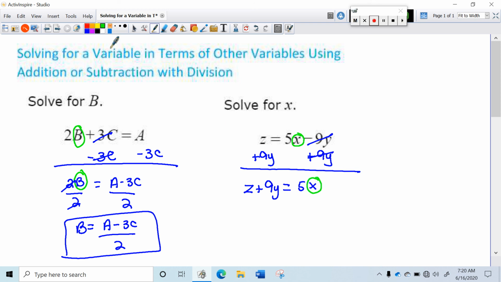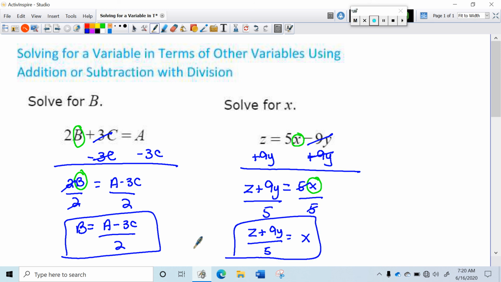So this is 5 times x. So the opposite of times is divide. So divide both sides by 5. So this, there's no simplifying it. All you can do is just write it down. Equals, top cancels with bottom. Now x is by itself. So that's the answer.